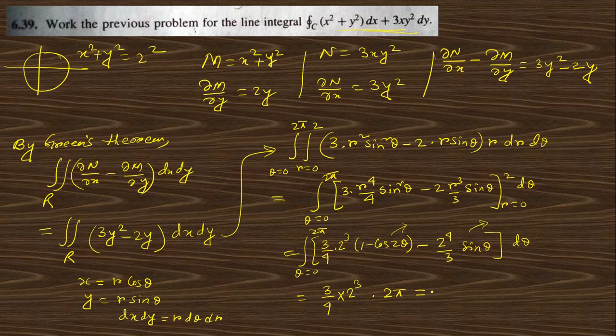Is there anything wrong? What is the value? 6.39, 6.39, that is 2 to the power 4. Oh, that is 12 pi. Okay, so this is the answer to this question.